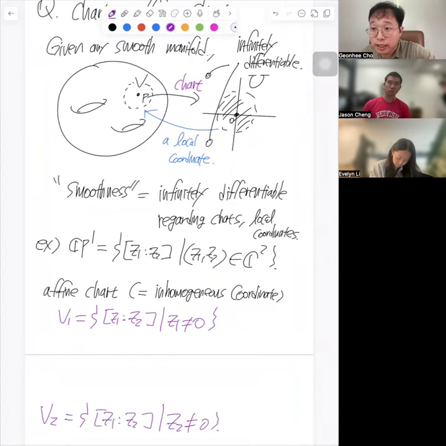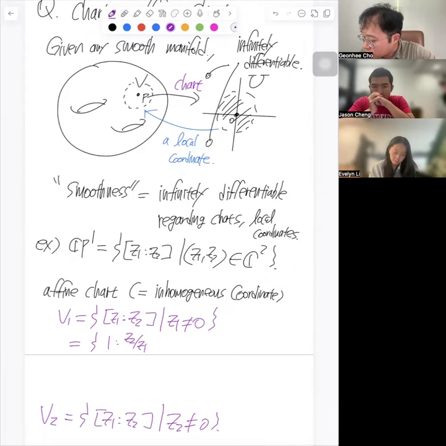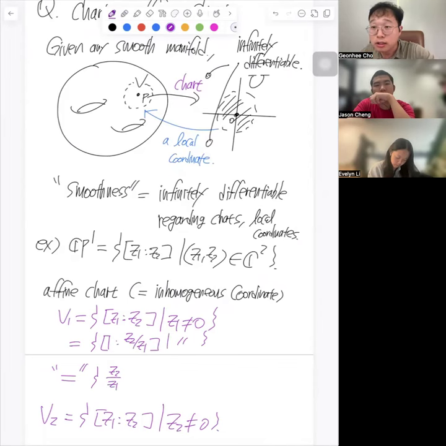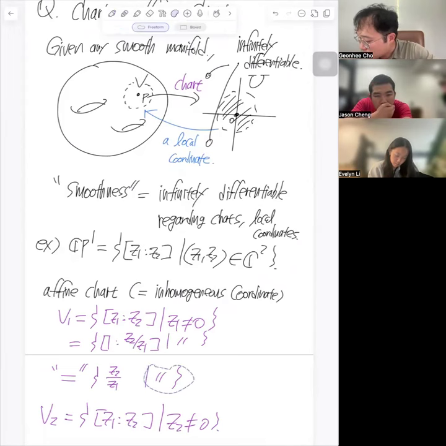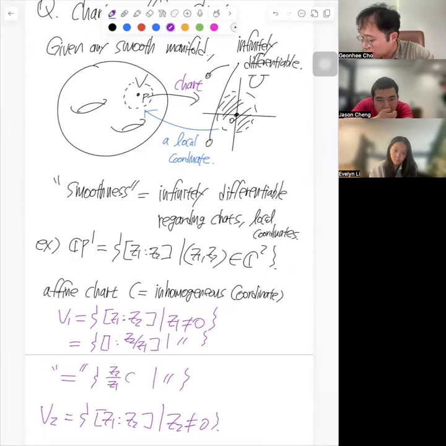Then let's play with it. You know this is the same as 1 versus Z2 over Z1. You agree? Now you can see that this is just the collection of Z1 versus Z2 over Z1. You agree? Because the other component is 1, so we don't need to care. By the way, you can see that Z2 over Z1 is what? Just a complex value. Do you agree?